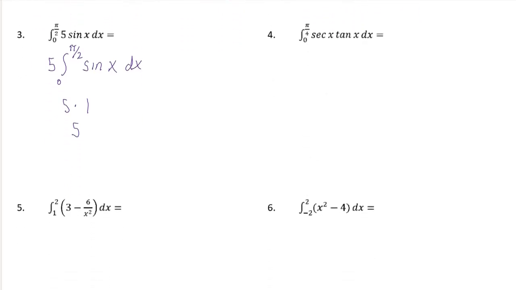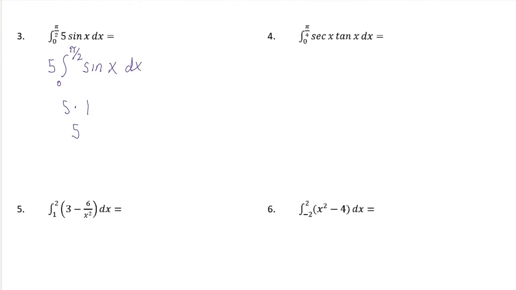All right. Next one, we have the integral of secant x tangent x. So we want the antiderivative of secant x tangent x, which is secant x, and that is positive. Again, we're going from 0 to pi fourths here. So secant of pi fourths minus secant of 0. Okay, so secant of pi fourths is the reciprocal of cosine of pi fourths. Cosine of pi fourths is root 2 over 2. So if you flip that over, you get 2 over root 2, which is equivalent to root 2.